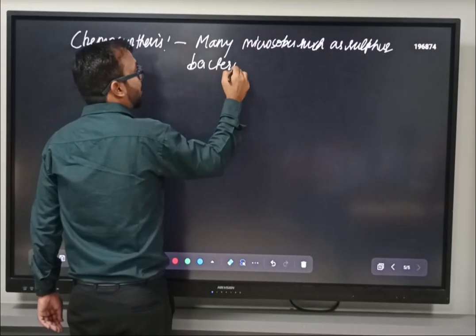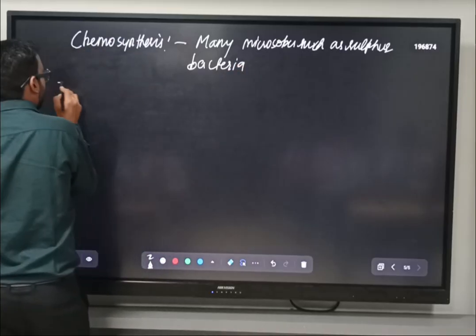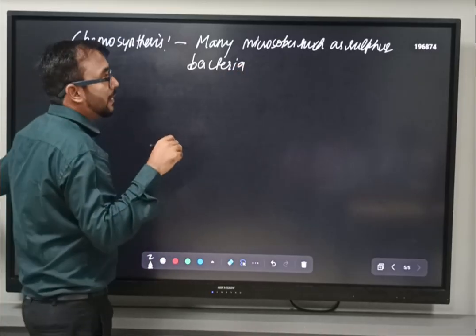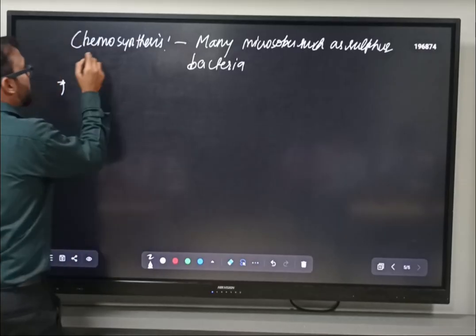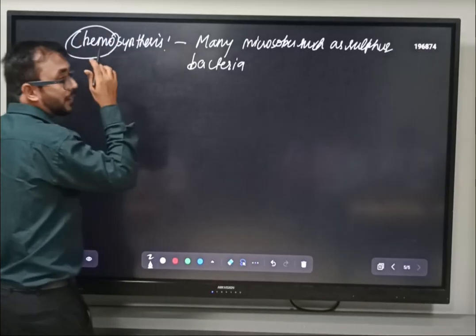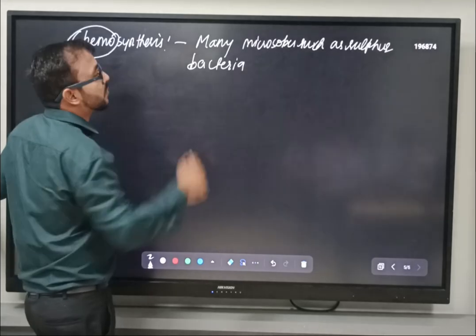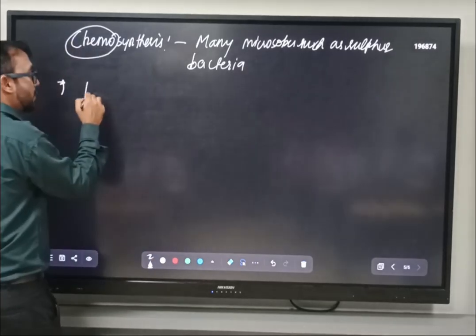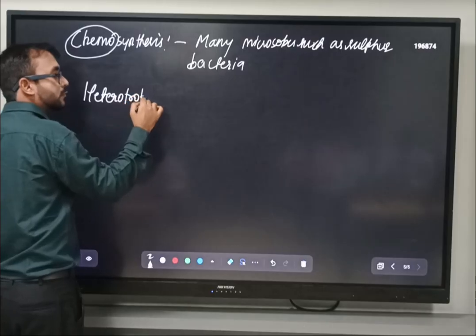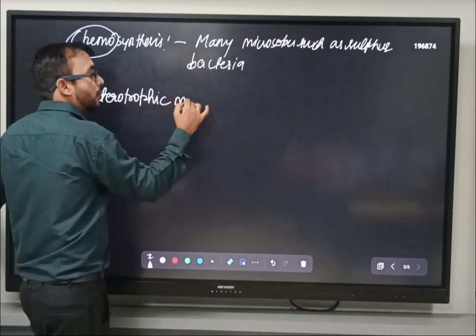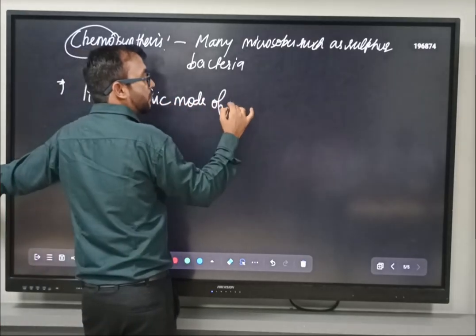Just as plants trap sunlight and obtain their food, similarly these bacteria use sulfur, which we call a chemical, and obtain their food. That's why it is called chemosynthesis. Now we are focusing on the heterotrophic mode of nutrition.